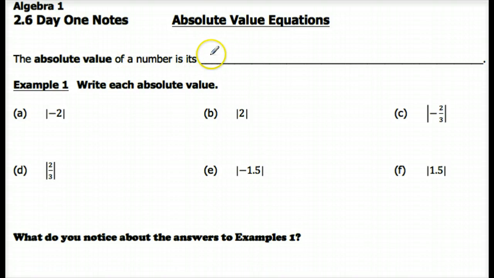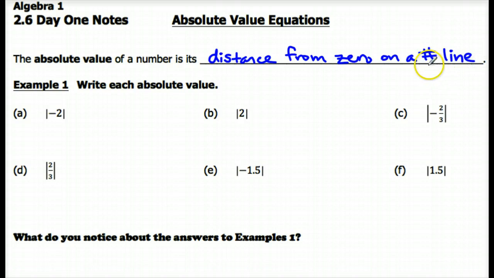It is a number's distance from zero on a number line. Okay, that is what we mean by absolute value. It's how far a number is away from zero on a number line. And the symbol we use for absolute value is just these two vertical bars. So if you see a 5 with two vertical bars around it, we call that the absolute value of 5.